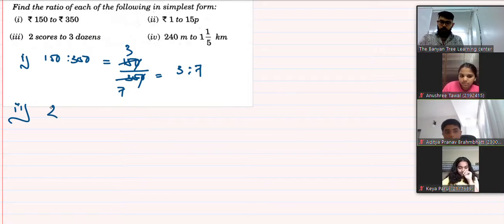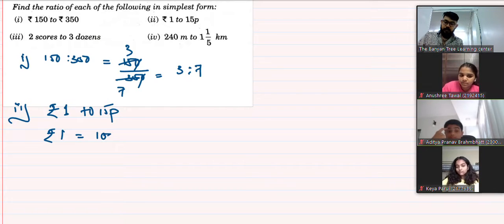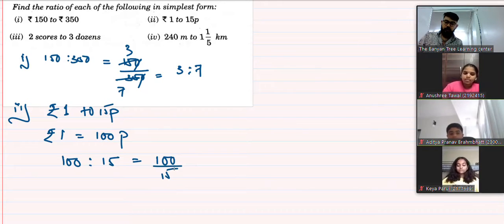Second one, rupees 1 to 15 paisa. Now if you want to find the ratio between rupees 1 and 15 paisa, you should know that rupees 1 equals 100 paisa. 1 rupee is nothing but 100 paisa. So now you can find the ratio between 100 and 15, right? So 100 is to 15, which is 100 upon 15. Again, 5 twenties are 100, 5 threes are 15. So the answer will be 20 is to 3.